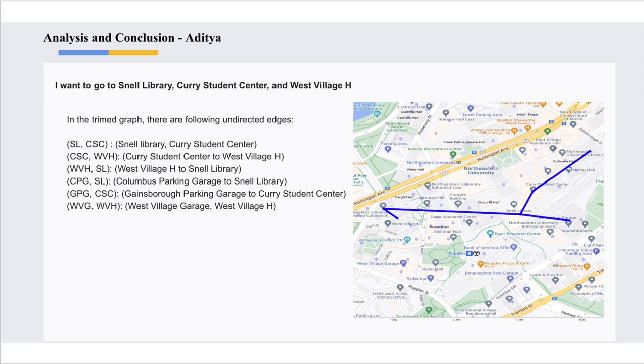For example, if I want to visit the Snell Library, Curry Student Center, and West Village Hitch, the ideal way is to park at the West Village parking garage and then go to the Snell Library, then Curry Student Center. Prim's algorithm has successfully found the optimal route and parking spots when there are multiple locations that we want to visit. It reduced the time complexity of the problem when we reduced the full graph to the subgraph that only contains the edges from destinations to each of its parking lots and edges that connect the destinations.